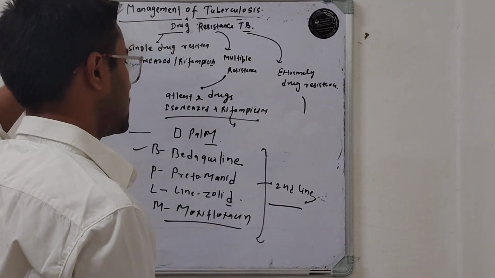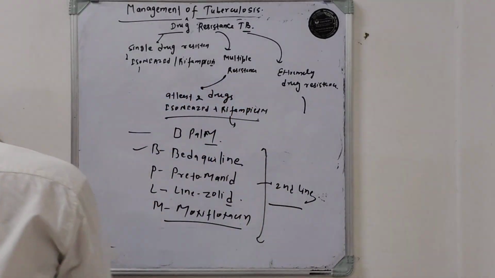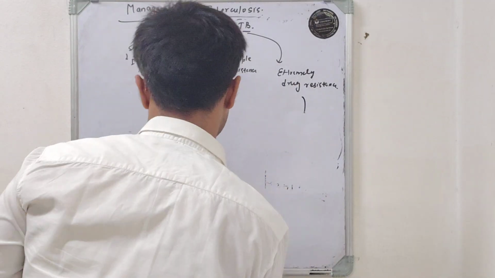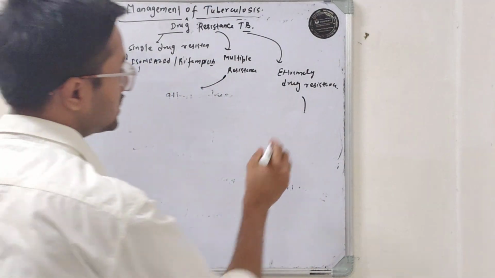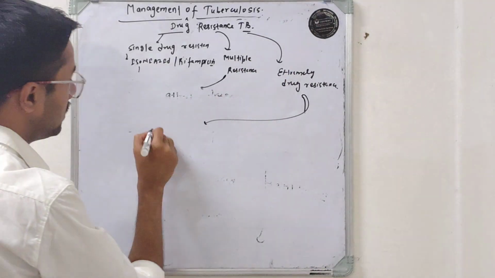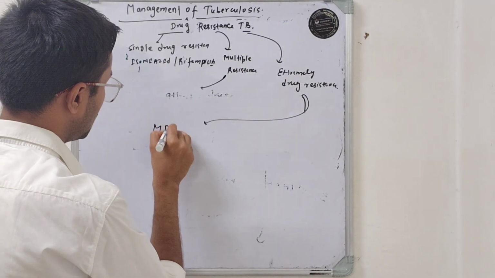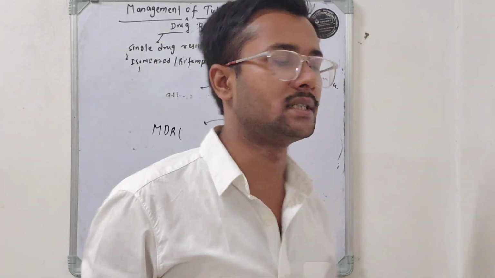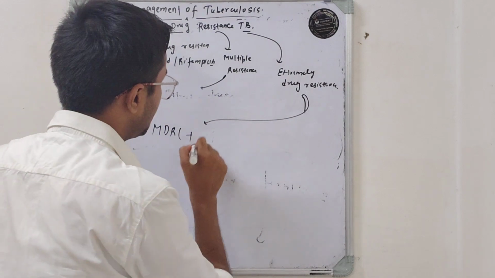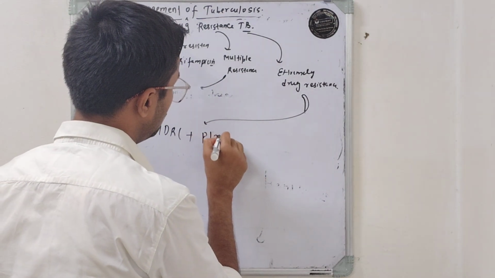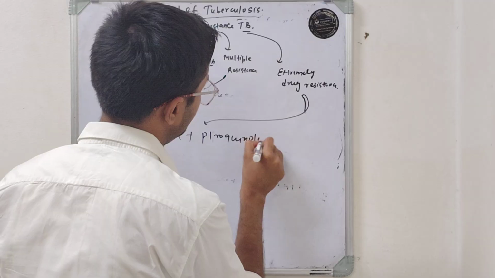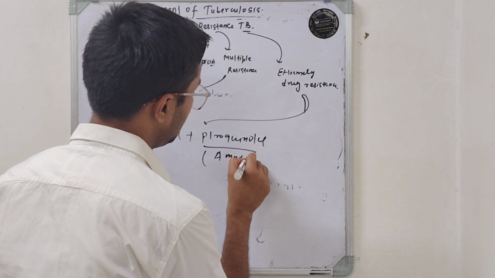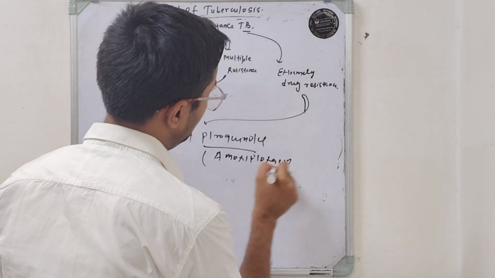So now, extremely drug resistant. What happens in case of extremely drug resistance TB? Here the patient has multi drug resistance, I mean resistance to isoniazid and rifampicin, along with resistance to fluoroquinolones, meaning resistance to either moxifloxacin or levofloxacin.